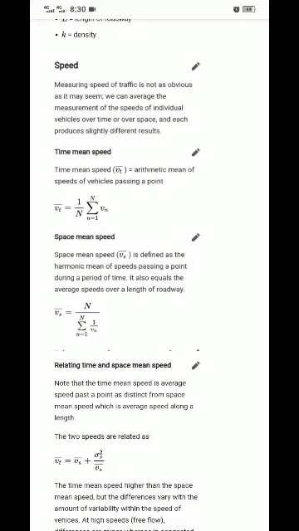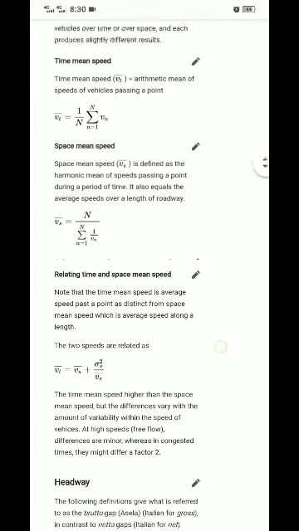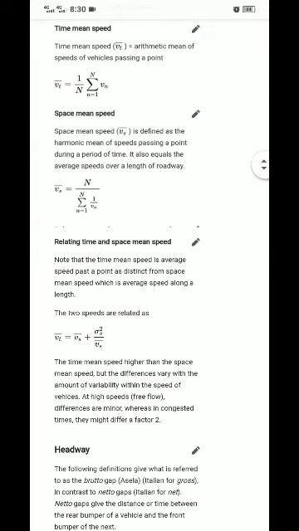The time mean speed is higher than the space mean speed, but the differences vary with the amount of variability within the speed of vehicles. At high speeds or free flow, differences are minor, whereas in congested times, they might differ by a factor.